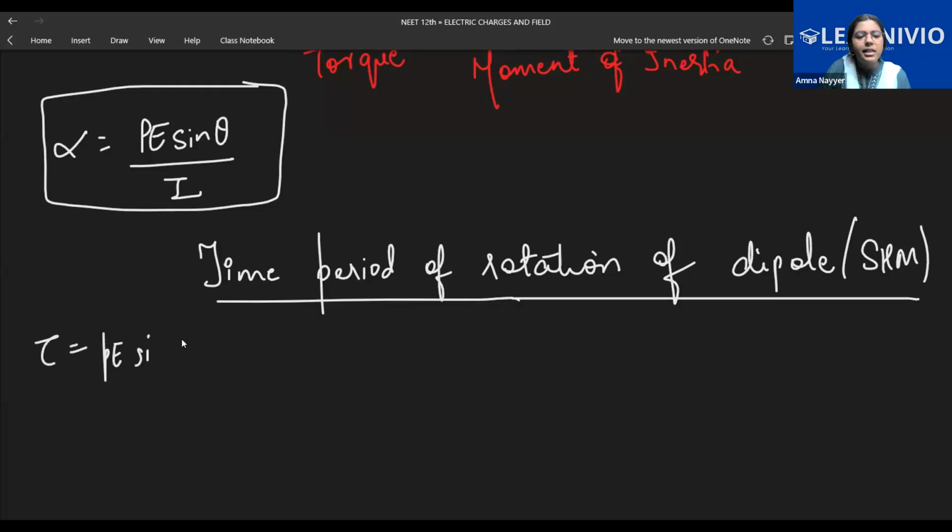Then we discussed that when the dipole is rotating, the angle is very small. So in small angle approximation, sine theta can be written approximately equal to theta. So tau can be written as PE theta. From here we get the value of K. Remember we did a question, yes or no? Are you able to recall this?